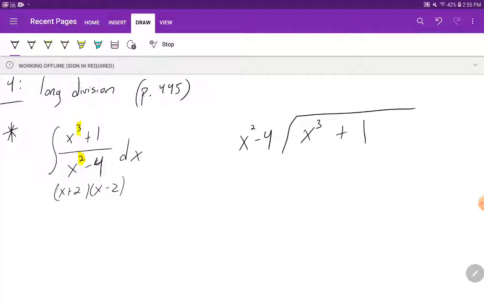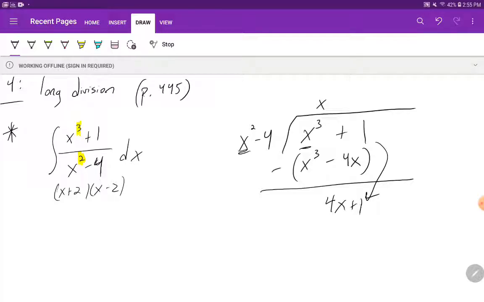But yeah, this is how you long divide, right? You got to see what times x squared will get me x cubed. So I'm going to put that above it, and that's going to be x. I run this through, and I get x cubed minus 4x. I'm going to subtract that through. The x cubes cancel out, leaving you with a positive 4x.